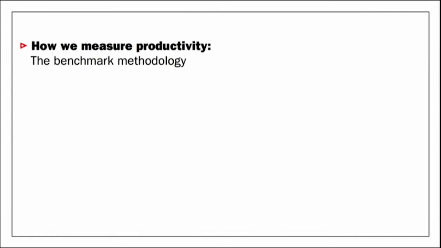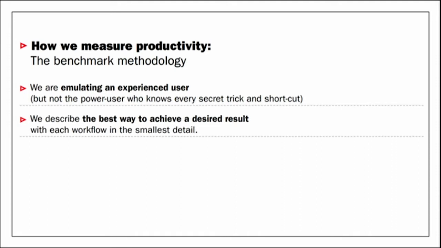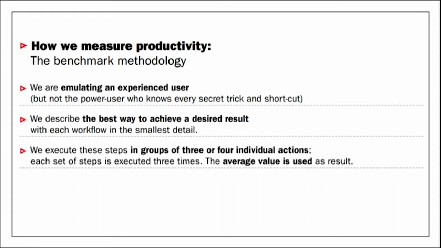Now, how we measure productivity is actually quite simple. What we're really trying to do is to emulate an experienced user. Not the power user who knows every keyboard shortcut, but the user who knows his way around the program, who doesn't hesitate to find where options are, and sort of executes tasks. What we do then is we describe the fastest way to achieve a given result. Okay, so basically, literally every step in a very granular way. And then we chop this up in small chunks of 4 or 5 steps. So we're not executing the whole suite because then you introduce hesitation in the process.